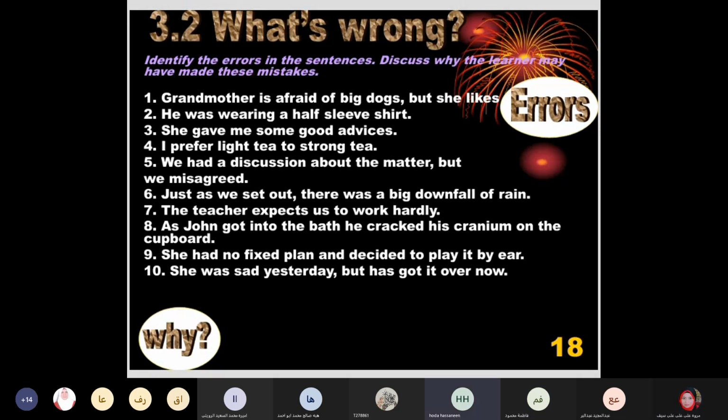Okay, Miss. Mrs. Fatima had just said that the correct word is "disagreed". Very good, Mrs. Fatma. I need somebody else to tell me what kind of error this is. Yes, Mrs. Marwa, go ahead. I heard Mrs. Huda was trying to add something.